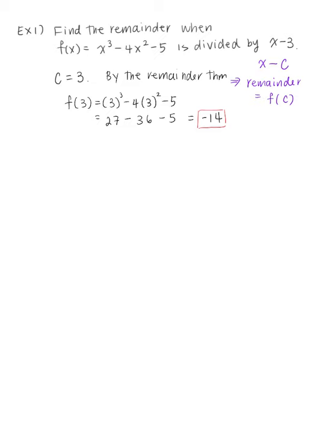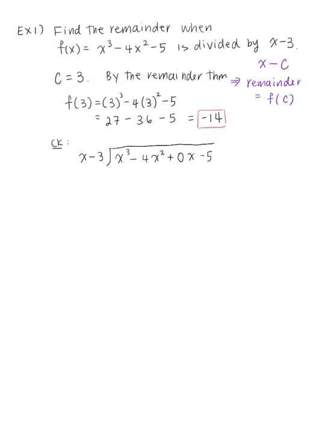So it looks like our remainder is going to be negative 14. You know what? Let's check by doing the long division. Okay, so let's write down our dividend. So you're going to have x cubed minus 4x squared, and we're missing the x, so we're going to put 0x and then minus 5, and the whole thing divided by x minus 3. Oh, I guess we can use synthetic division, huh? But anyway, I just wrote it this way, so let's just do it.